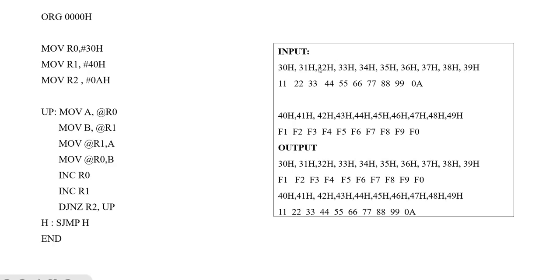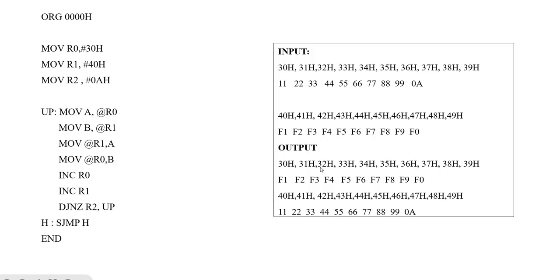These are the inputs which we will give in the R0 location, that is starting from 30H: 30H, 31H, 32H and so on up to 39H. So these are the inputs we'll give. You can give any input of your own choice. Then we have 40H, that is the location for R1: 40H, 41H, 42H up to 49H. Now the output will be, starting from the 30H location, you have 11, 22, 33, 44, and at the 40H location you have F1, F2, F3.